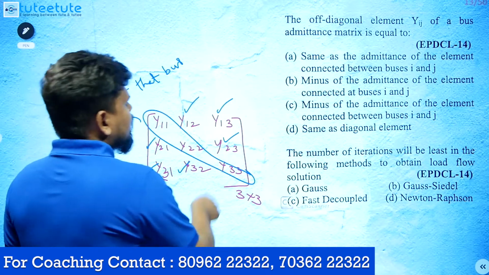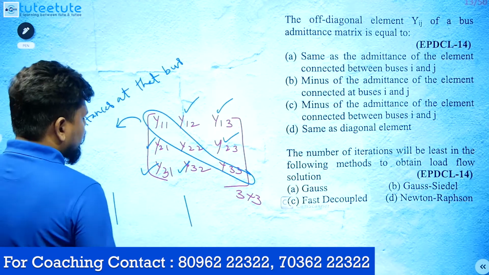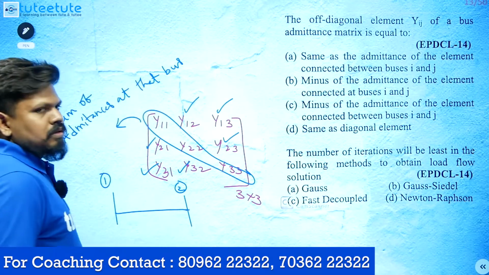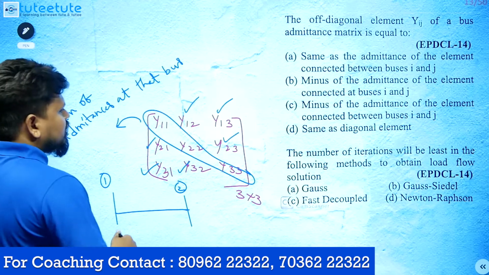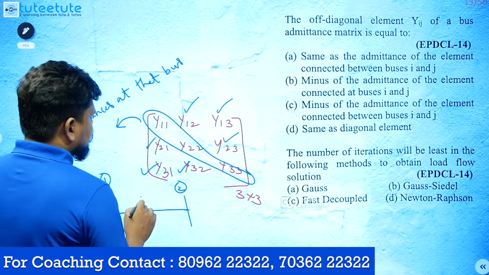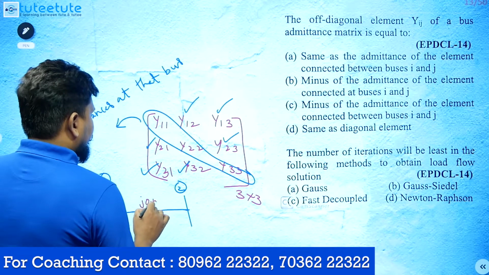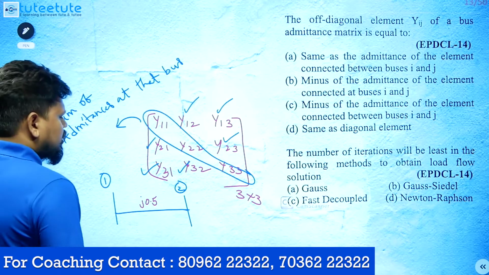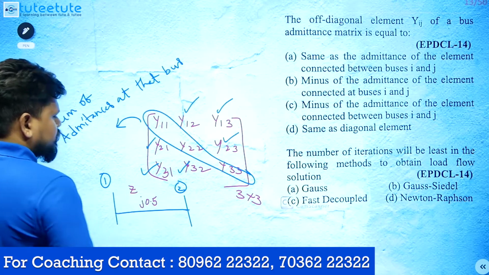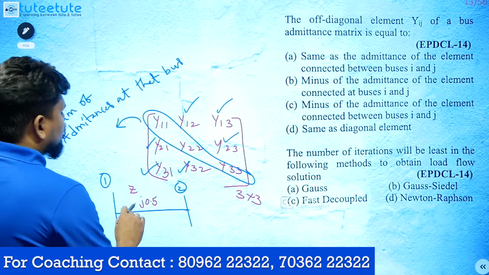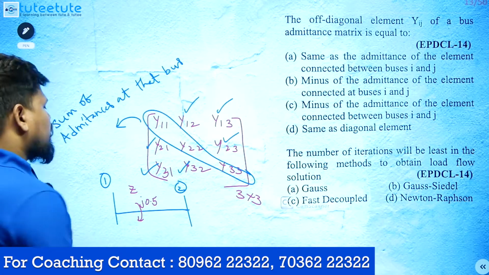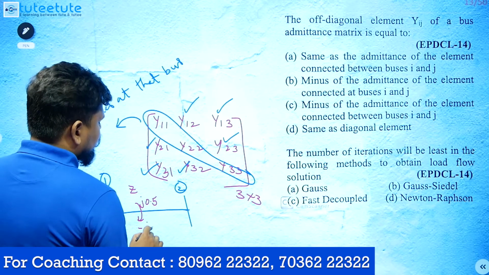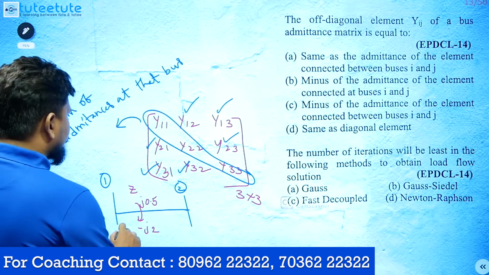For off diagonal elements, for example, between 1 and 2, this is the first bus and this is the second bus. We have an interconnection, which is J 0.5. Generally J 0.5 represents the impedance. What you have to do is convert it into admittance. Whenever it is admittance you will get minus J2. So this is the admittance.